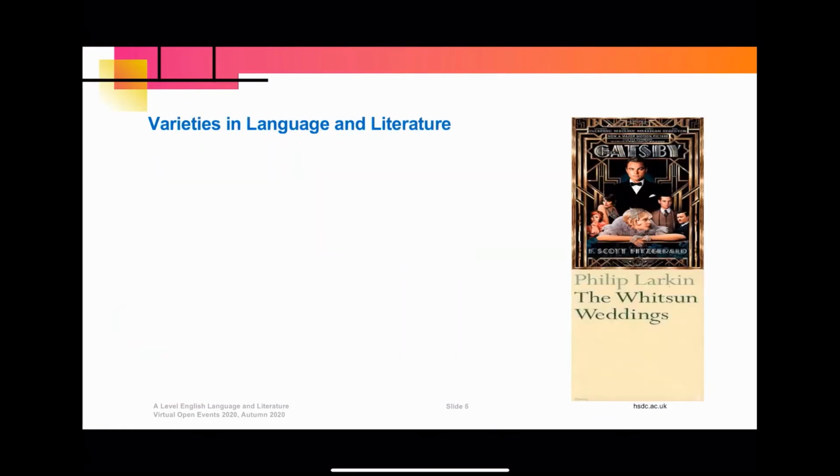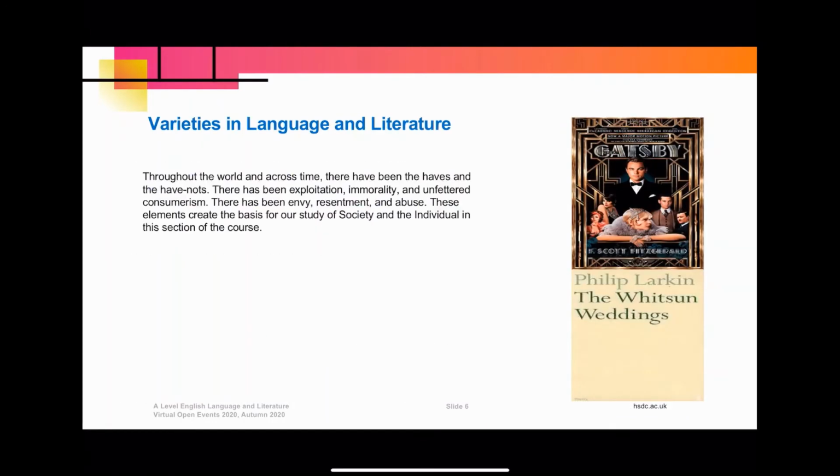The second part of the course is Varieties in Language and Literature, and in the first year we look at 2 texts. And throughout the world and across time there have been the haves and the have-nots. There's been exploitation, immorality, unfettered consumerism. There has been hatred, there's been envy, there's been resentment and abuse. And these elements create the basis for our study of society and the individual in this section of the course.